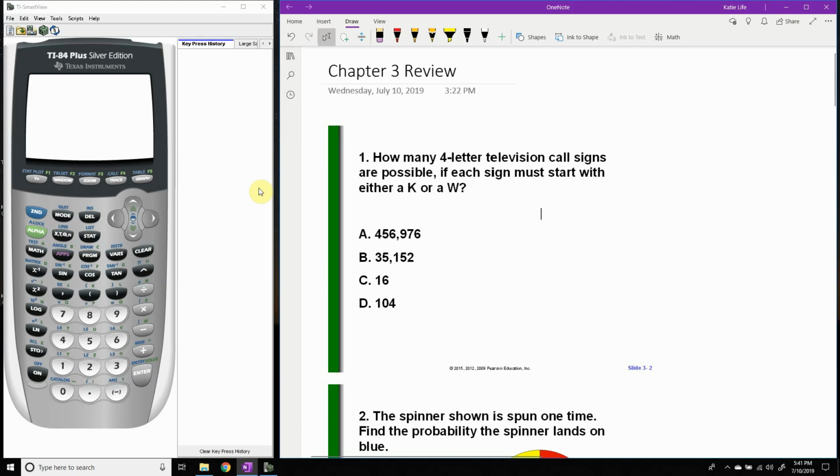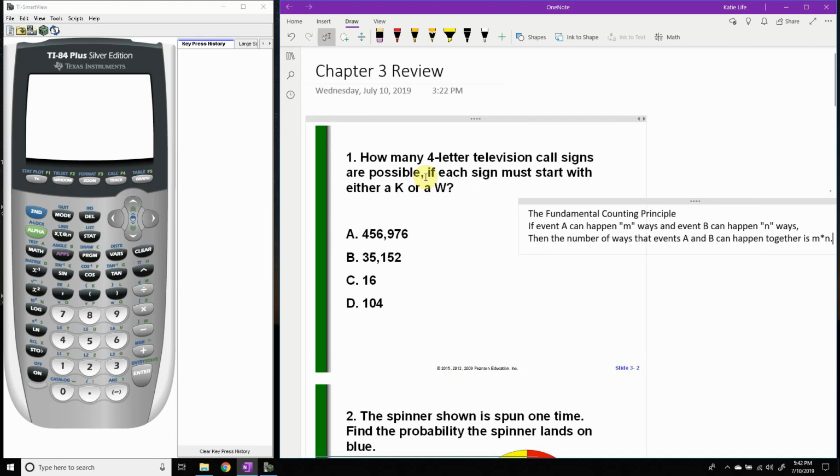Number 1 asks us how many 4-letter television call signs are possible if each sign must start with either a K or a W. This question deals with something called the fundamental counting principle. The fundamental counting principle says that if event A can happen M ways and event B can happen N ways, then the number of ways that events A and B can happen together is M times N.